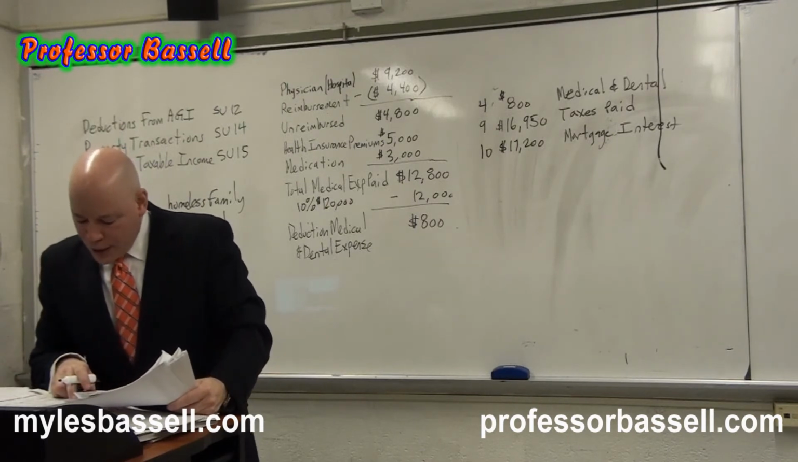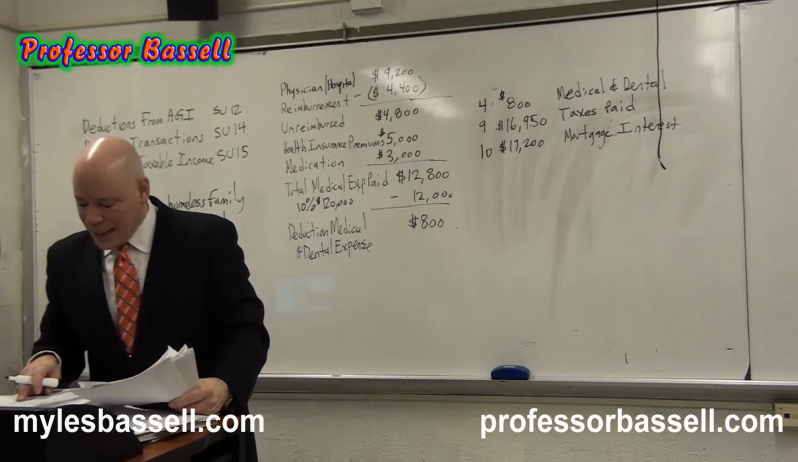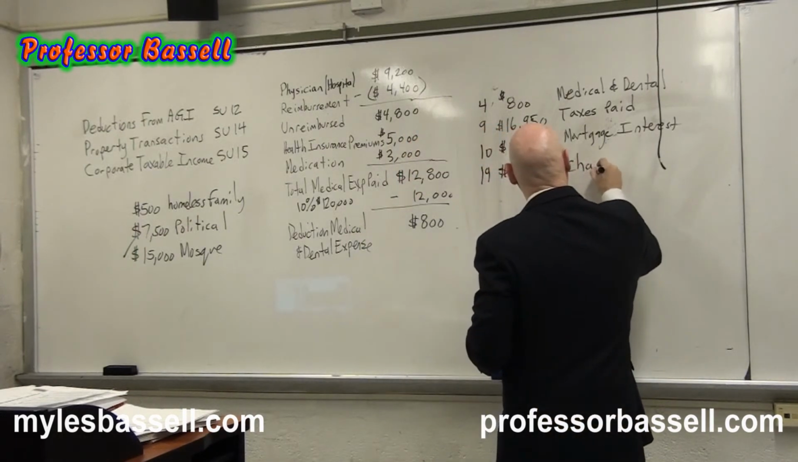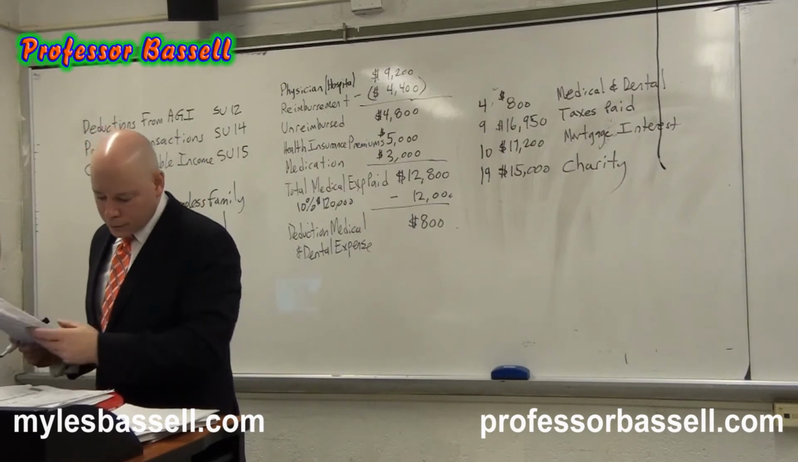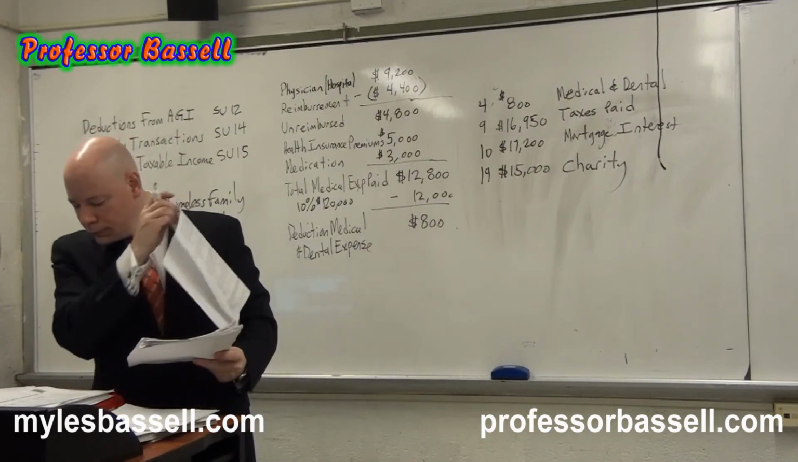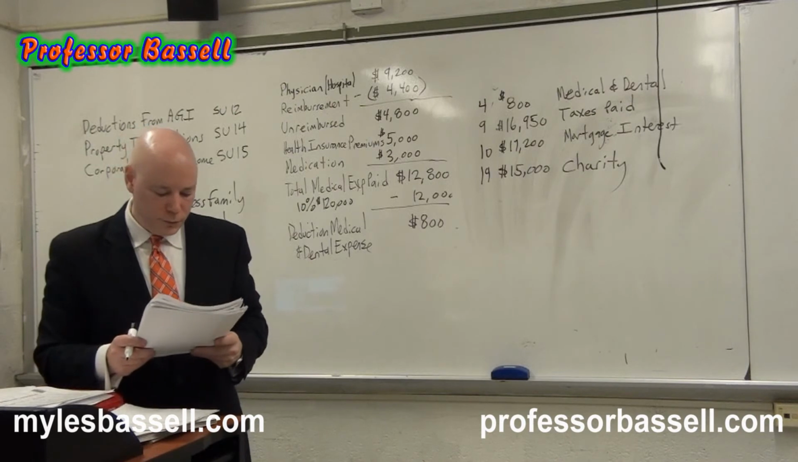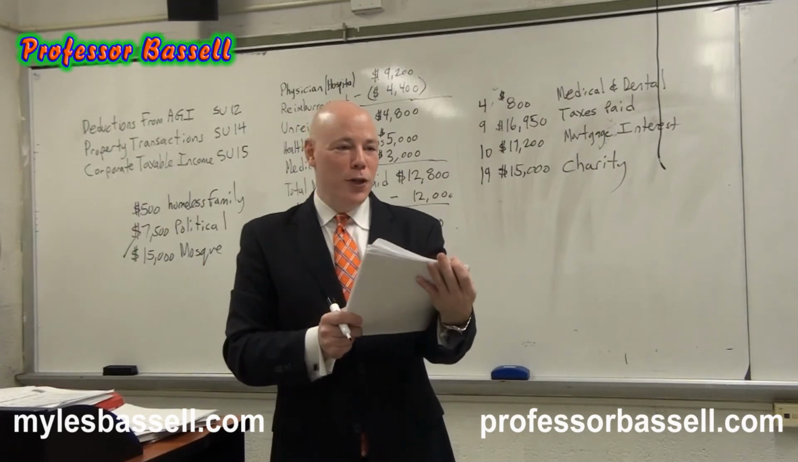So look at gifts to charity. So line 16, we're going to put $15,000. In line 17, we're going to put 0. Line 18, we're going to put 0. And line 19, 15,000. Questions? We good? All right, let's keep rolling.